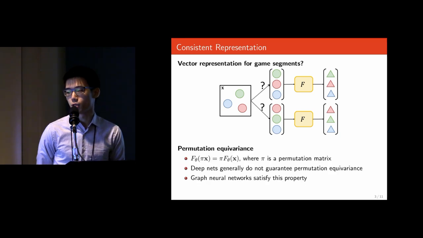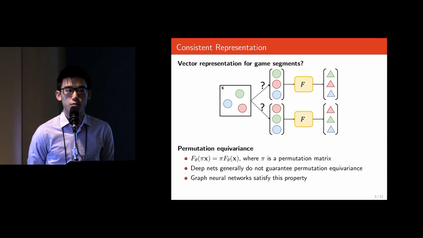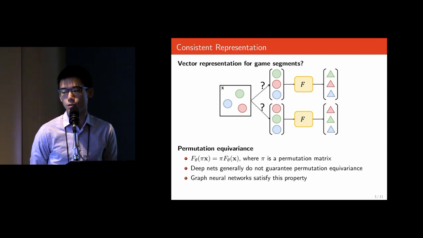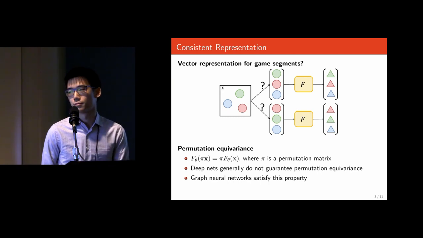This property is called permutation equivariance, meaning that the permutation applied at the input results in the same permutation at the output. Deep nets generally do not guarantee this permutation property. However, graph neural networks do.